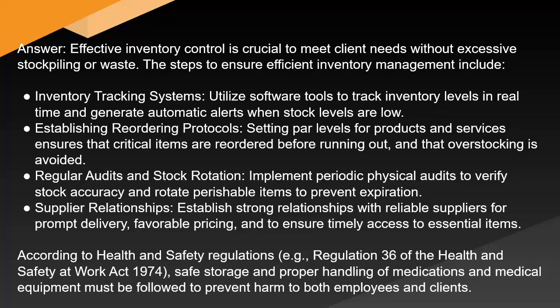Establishing reordering protocols: setting par levels for products and services ensures that critical items are reordered before running out and that overstocking is avoided. Regular audits and stock rotation: implement periodic physical audits to verify stock accuracy and rotate perishable items to prevent expiration. Supplier relationships: establish strong relationships with reliable suppliers for prompt delivery, favorable pricing, and to ensure timely access to essential items.